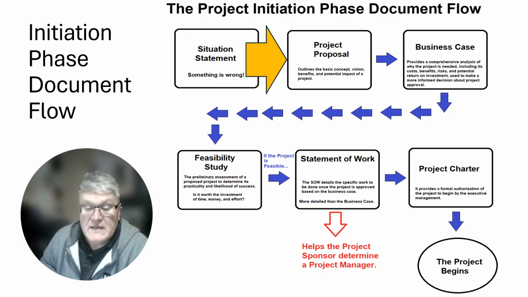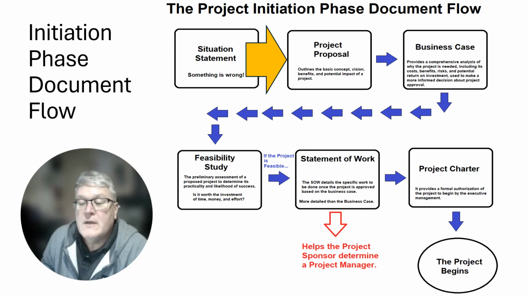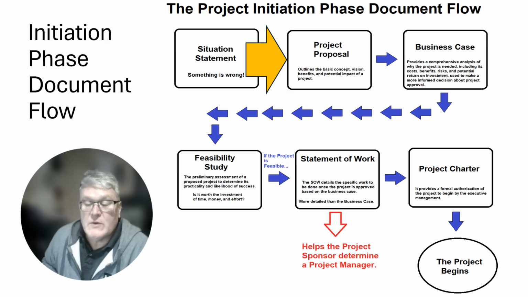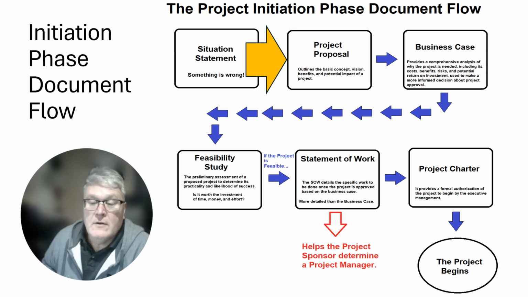if the project is determined to be feasible by typically executive management, then a statement of work, SOW, is initiated. The SOW details the specific work to be done during the project, and it is a basis for approving the project charter. It also helps with determining who the project manager is going to be, in case executive management stakeholders have not already considered who they would like to have as a project manager.